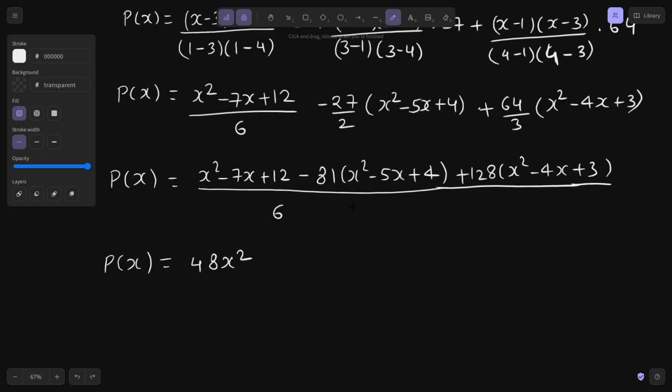We'll have to check this once again. 128 into 4 is 512. So negative of 512 plus of 405 and minus of 7. So minus of 114. And the constant terms are 12 minus 324 and plus 384. So 72.